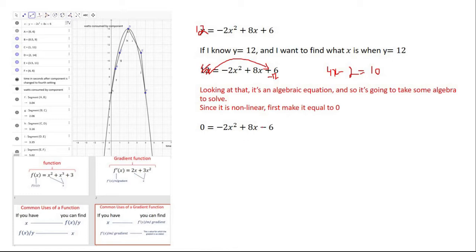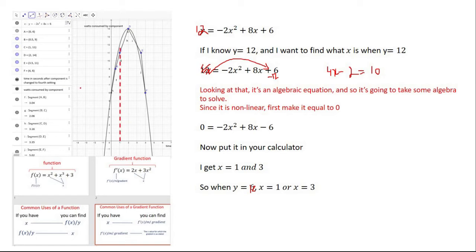Okay? So I'm going to put this in my calculator right now. Bang, bang, bang, bang, bang. And it comes up with 2 answers, 1 and 3. And that makes sense because if I look at y equals 12, it still says y equals 6. Silly Mr. Cheat, I forgot to, this is the problem with copying and pasting. That's for the last one. So when y equals 12, x can equal 1 or it can equal 3.